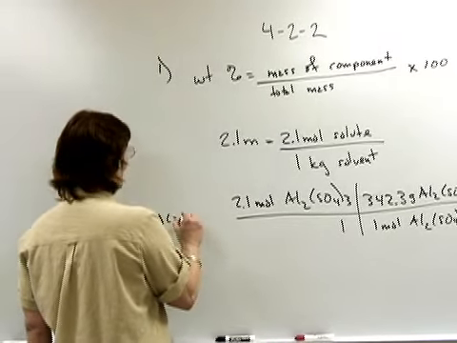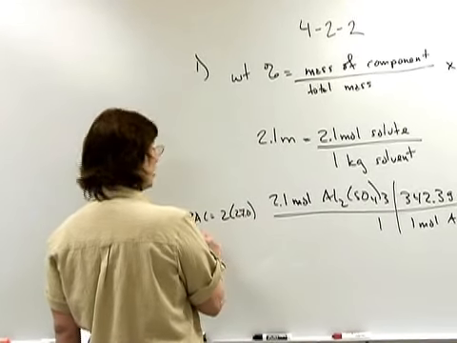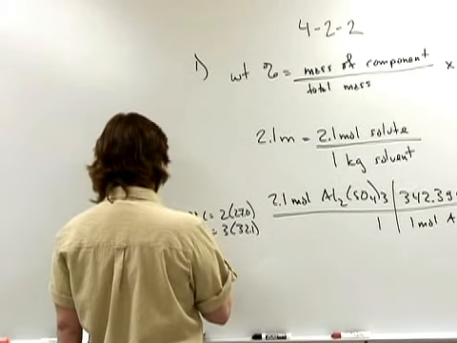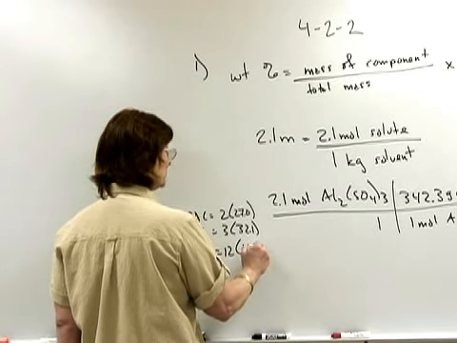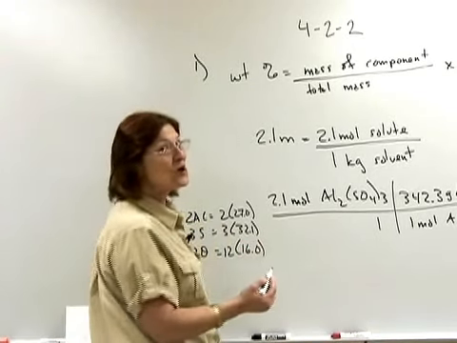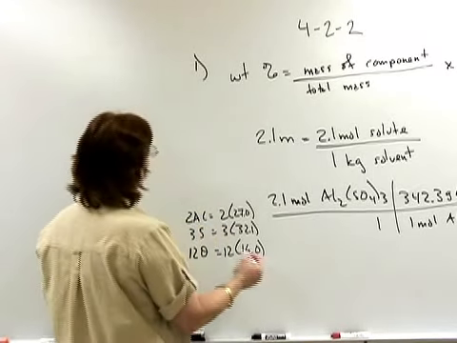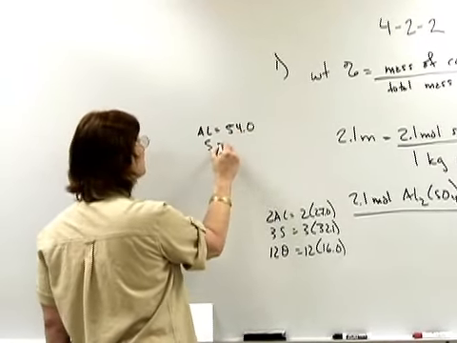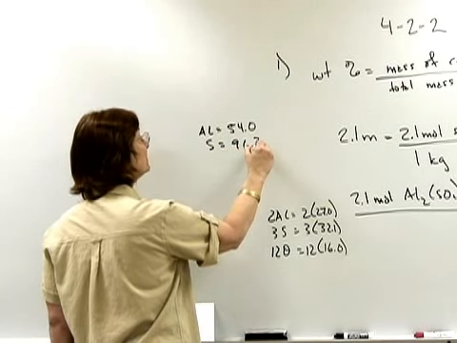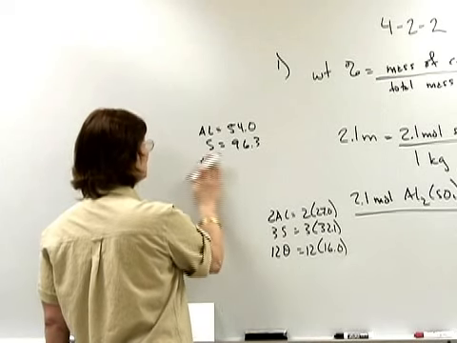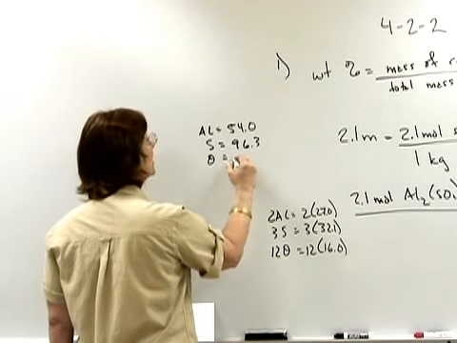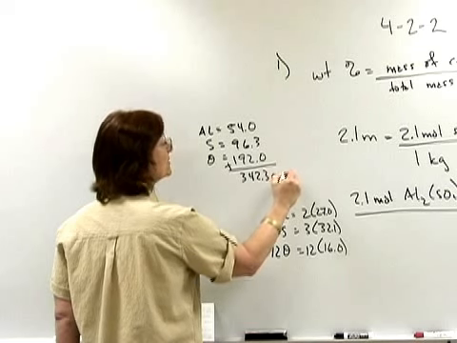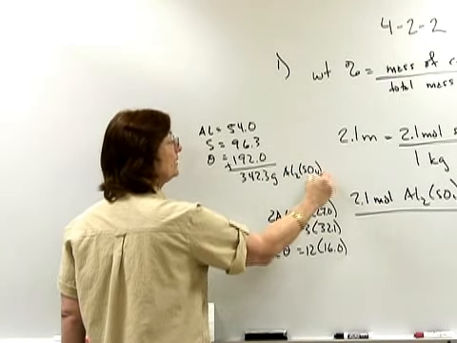There are 2 aluminums, and each aluminum is 27.0. There are 3 sulfurs, and each sulfur has an AMU of 32.1. And there are 12 oxygens, 12 times 16.0. And then, as you know, I write them again after I do the multiplication. And I'm going to write these up here. Aluminum is equal to 54.0. The 3 sulfurs are 96.3. And the 12 oxygens, I'm just going to write oxygen, comes to 192.0. And when I add that all up, I get the 342.3 grams of the aluminum sulfate is equal to 1 mole.